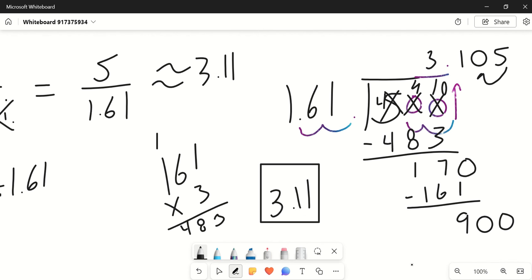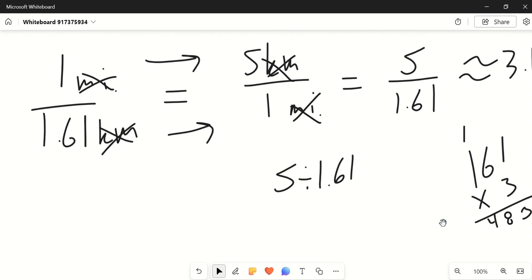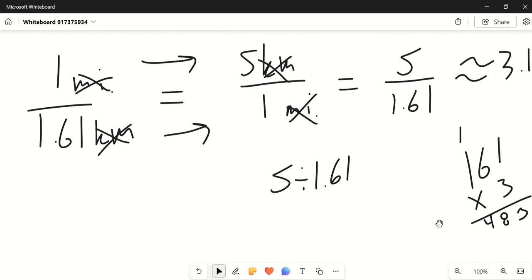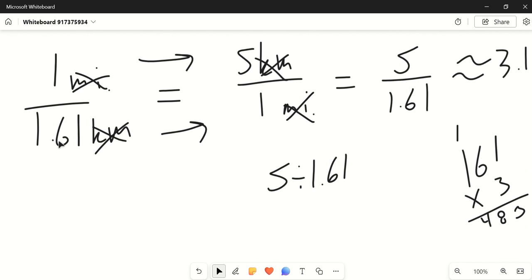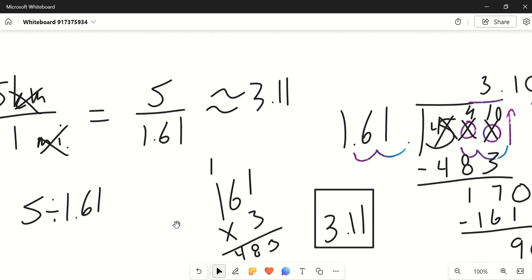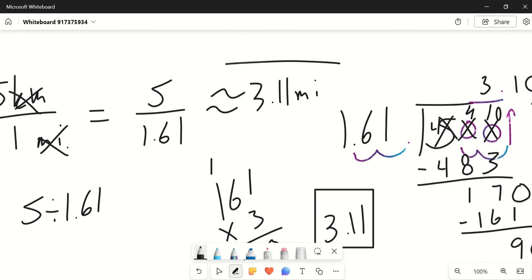And again, we are trying to figure out how many miles 5 kilometers is. So 1 mile is 1.61 kilometers. How many miles would 5 kilometers be? It would be about 3.11 miles.